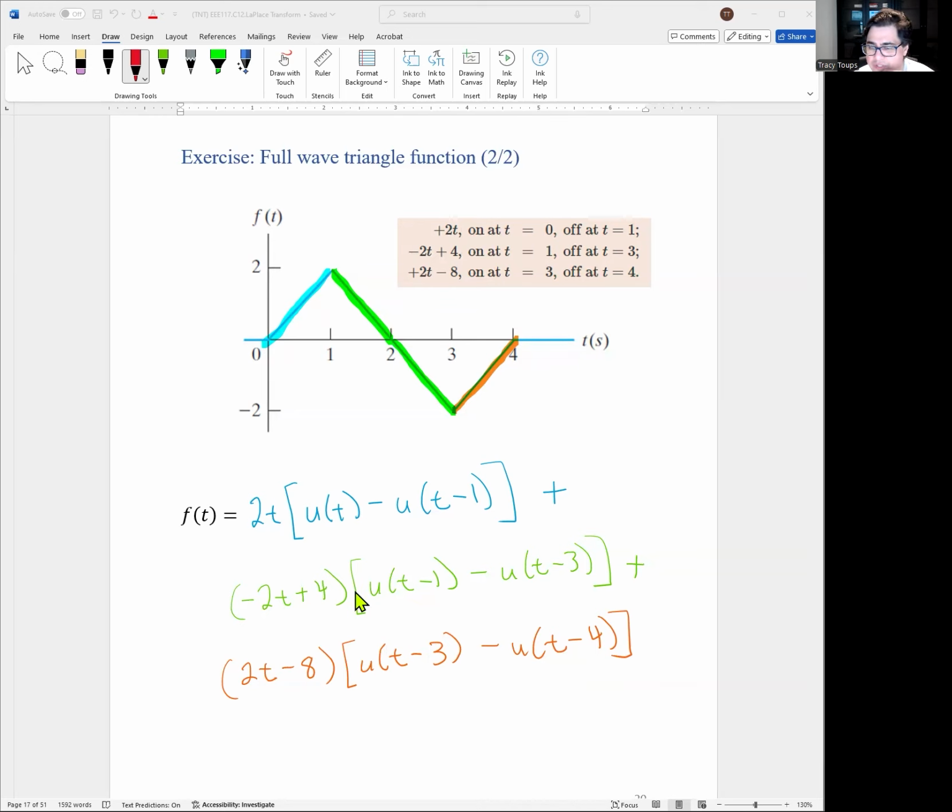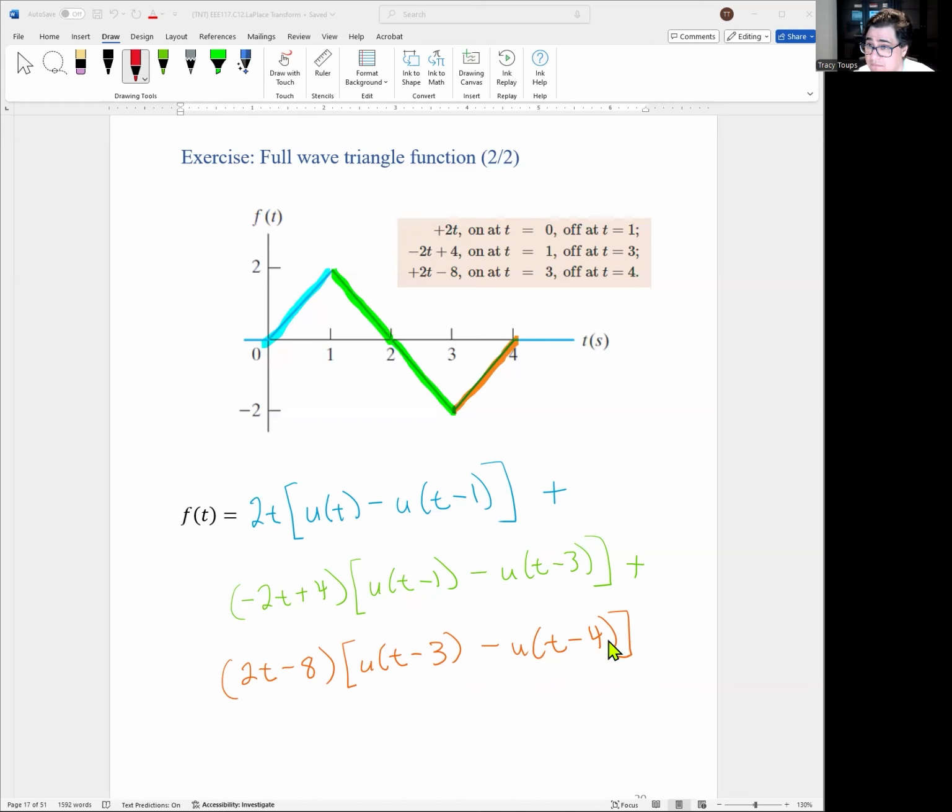So our window function is going to be u of t minus 1 minus u of t minus 3. So we'll turn on at 1 and turn off at 3. And lastly, from 3 to 4, we have the orange function, which is 2t minus 8. That's our slope. And then we're going to turn on at 3. So u of t minus 3, subtract u of t minus 4, where at 4 we're going to turn off. So that's our third window function.